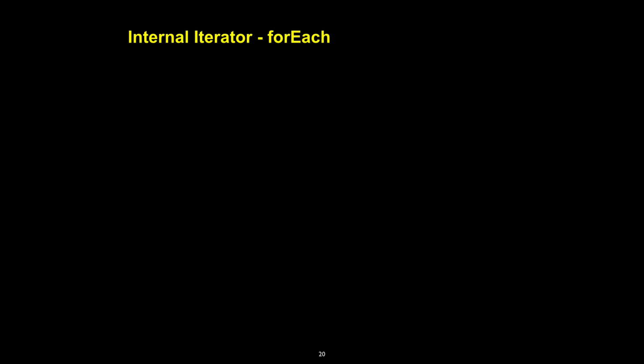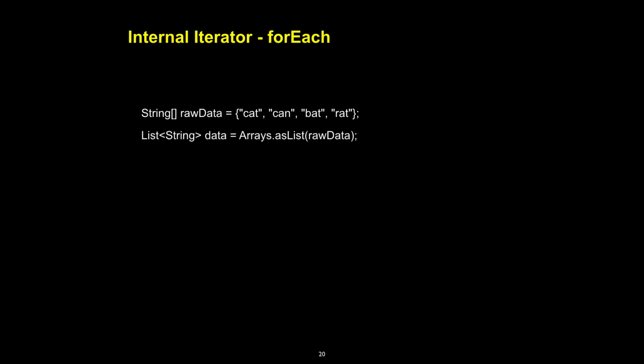Okay, now we go back to iterators. So Java has an internal iterator called forEach. So what does it mean to be an internal iterator? So here, I'm creating an array of strings. I convert that to a list, right?